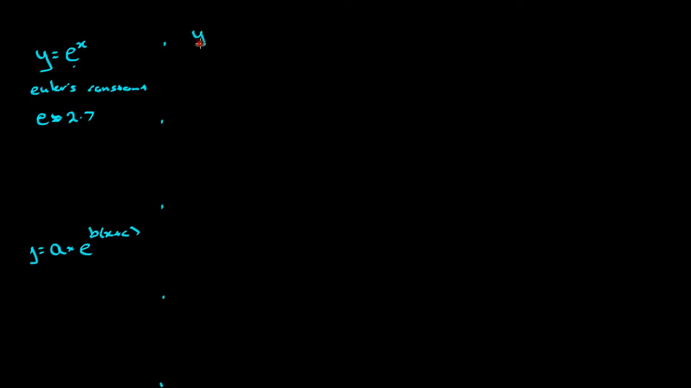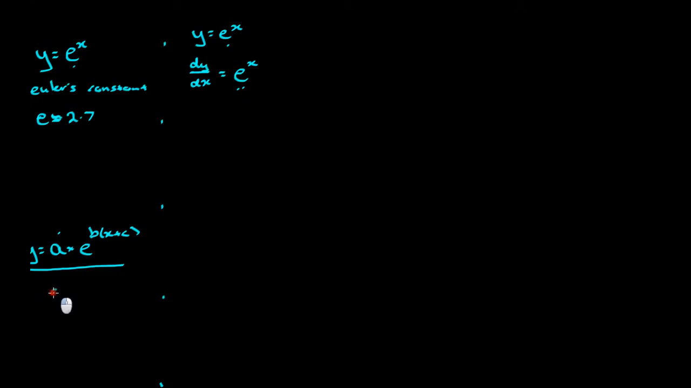Basically, if we have y equals e to the x as our expression, dy dx is equal to e to the power of x. In this case, the function is the same as its derivative, which is very useful for a number of reasons. So down here I have the more complicated expression, y equals a times e to the power of b bracket x plus c. Let's look at how to differentiate that, and then we'll look at a few examples.